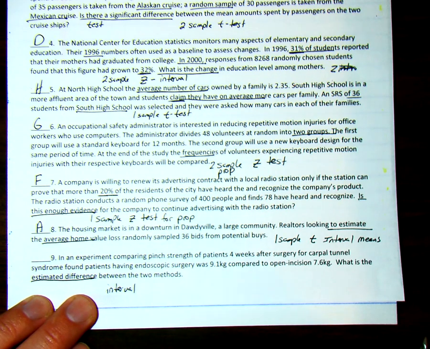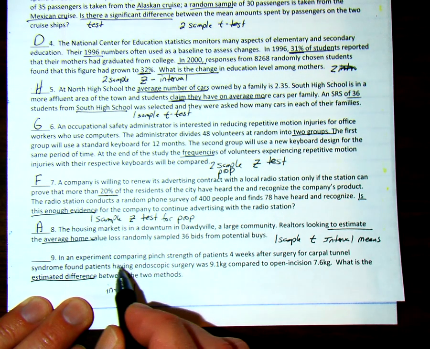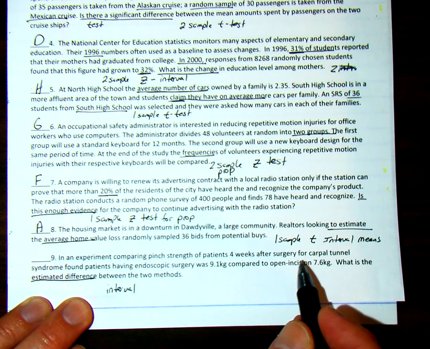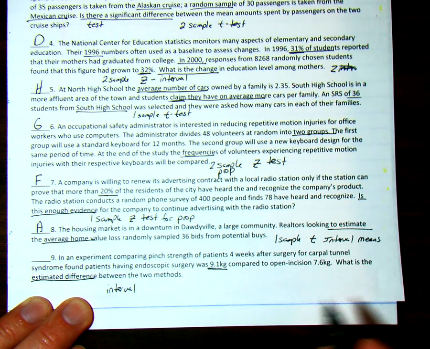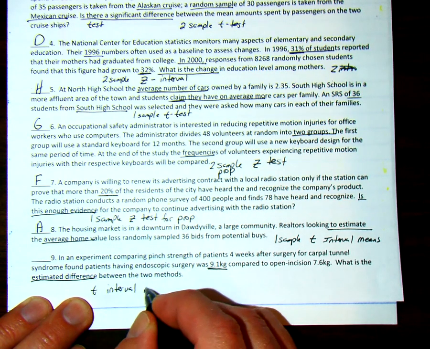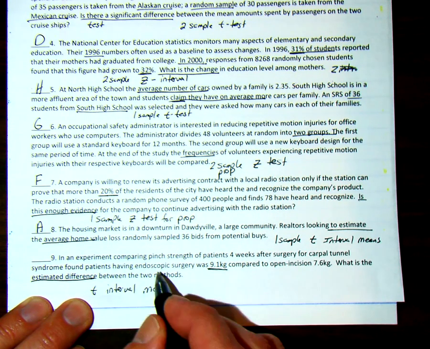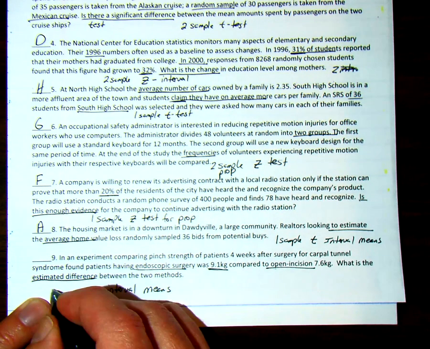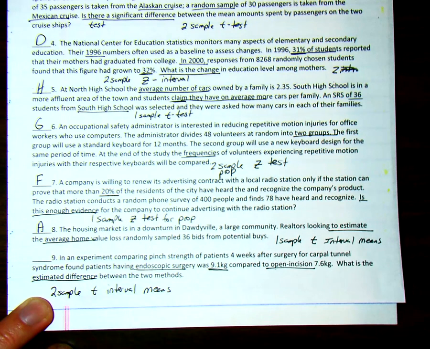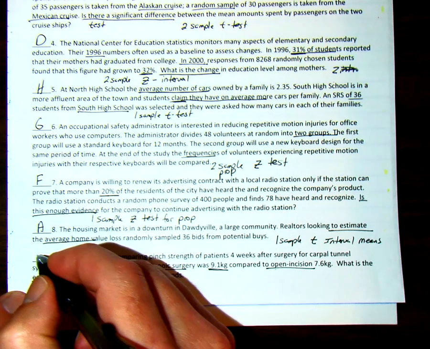We're talking about comparing the pinch strength of carpal tunnel patients. It doesn't say average, but that has to mean an average. So we're doing a t-interval, and we're talking about means. We had a sample of patients that had the endoscopic surgery and another sample that had the open incision surgery. So this was a two-sample. If we look up above for two-sample t-interval for means, that would match up with letter C.